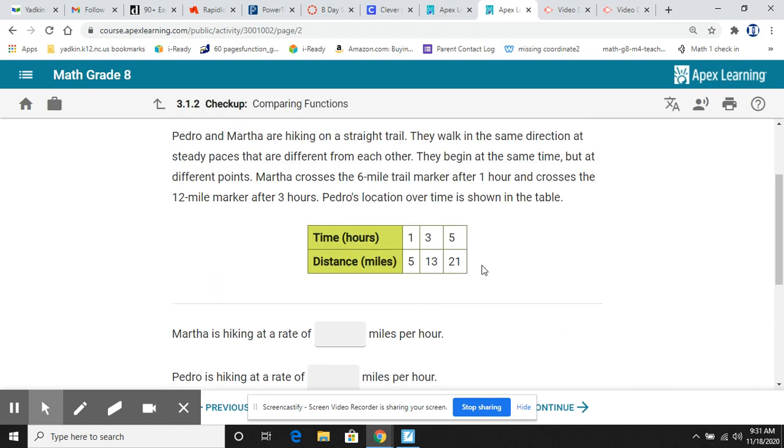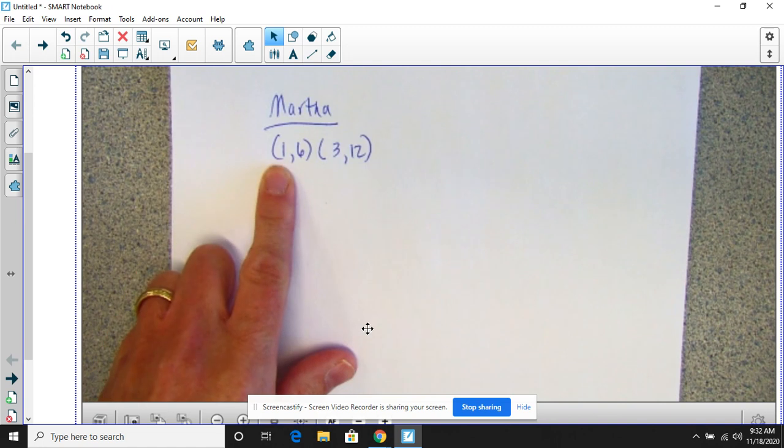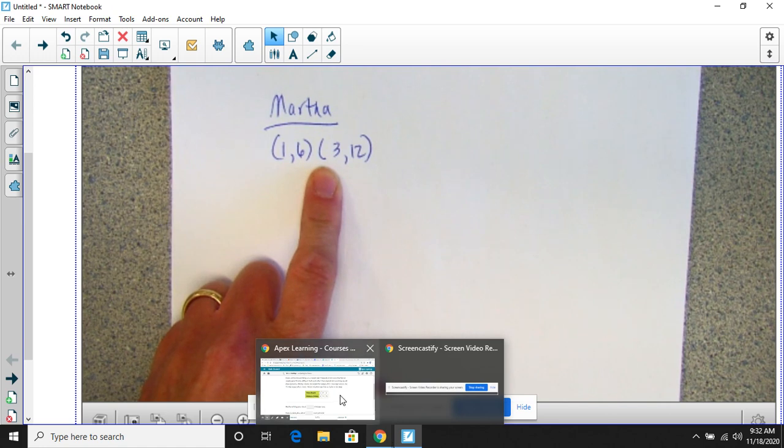Okay, let's look here. Pedro and Martha, same scenario here. They begin at the same time, but at different points. Martha crosses the 6-mile trail marker after 1 hour and crosses the 12-mile marker after 3 hours. So there's 2 ordered pairs for us again. For Martha, after 1 hour, she's at 6 miles. After 3 hours, she's at 12 miles. So let me show you what I wrote on my paper. After 1 hour, 6 miles. After 3 hours, 12 miles. There's 2 ordered pairs. What can we find with 2 ordered pairs? We can find the slope.